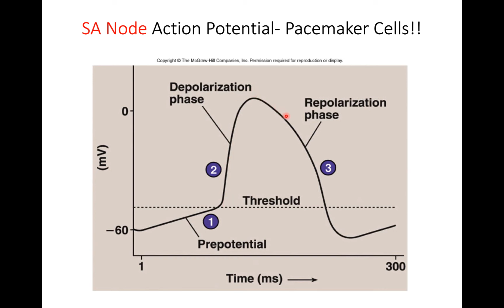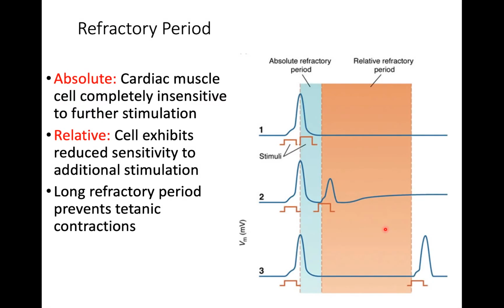You've got to recharge the heart muscle, so you relax and go through the repolarization phase until you go back down to your resting membrane potential. This is what happens in pacemaker cells. We are going to look more into pacemaker cells. Before we do that, let's cover a few more terms.